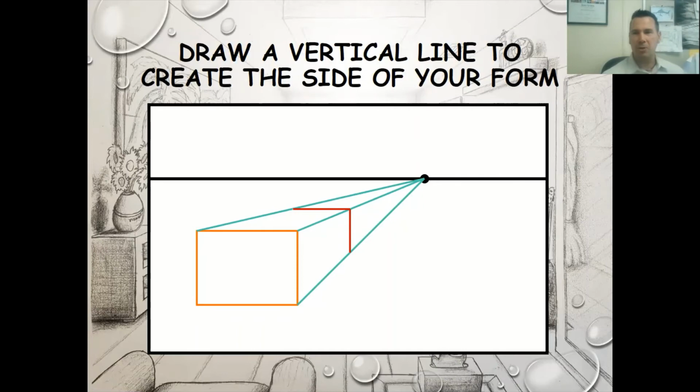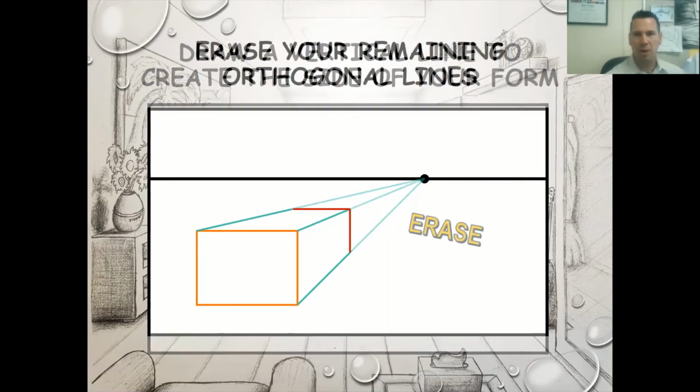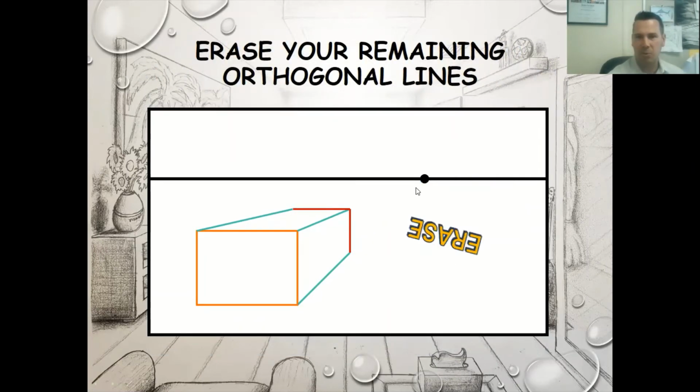Now remember I said you're going to be erasing some of those 3 orthogonal lines. Now is your time to erase right back here these orthogonal lines. And this is going to be the top of your box. This is going to be the side of your box, which you'll later find out will be a building.